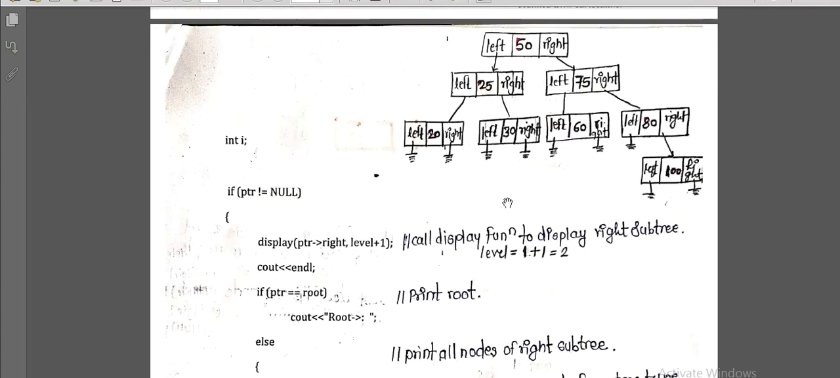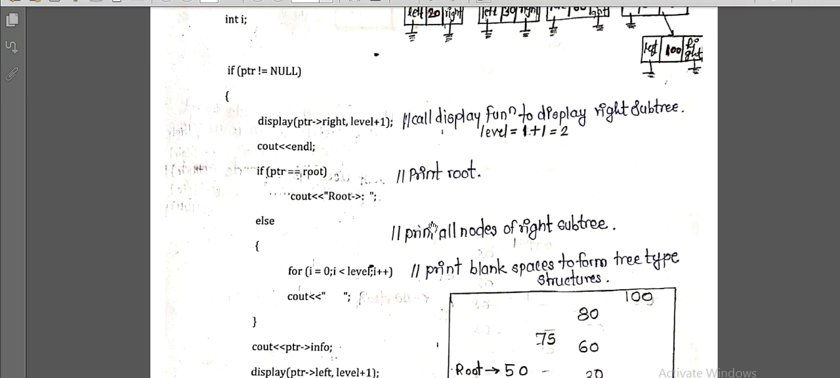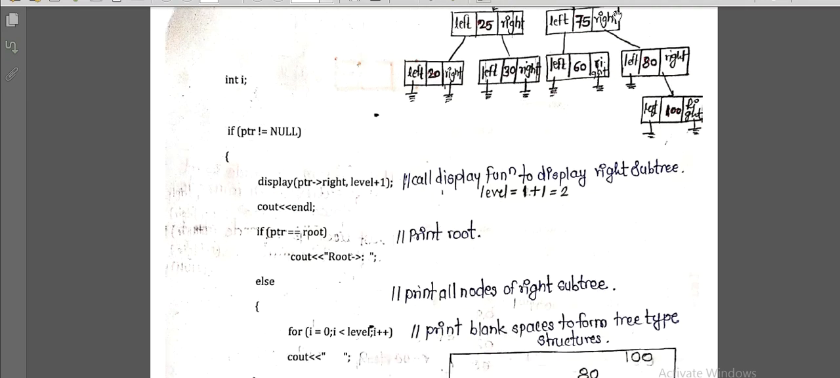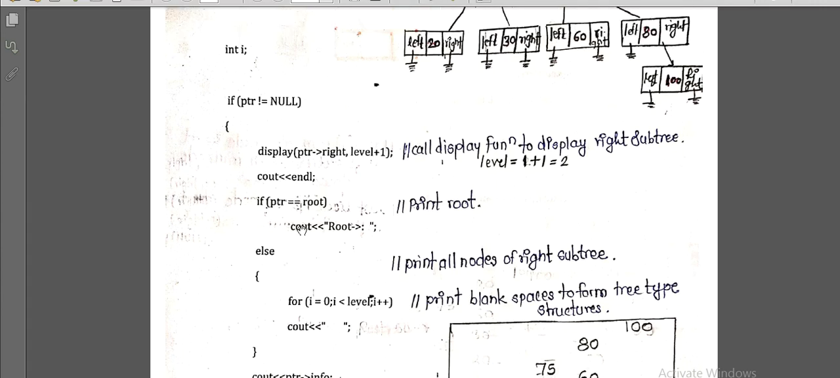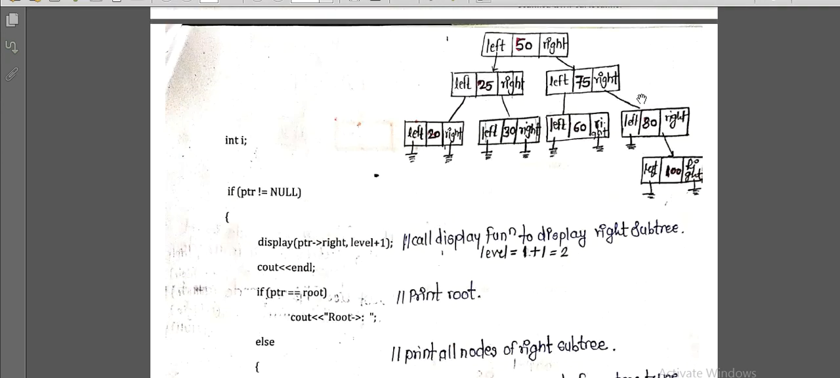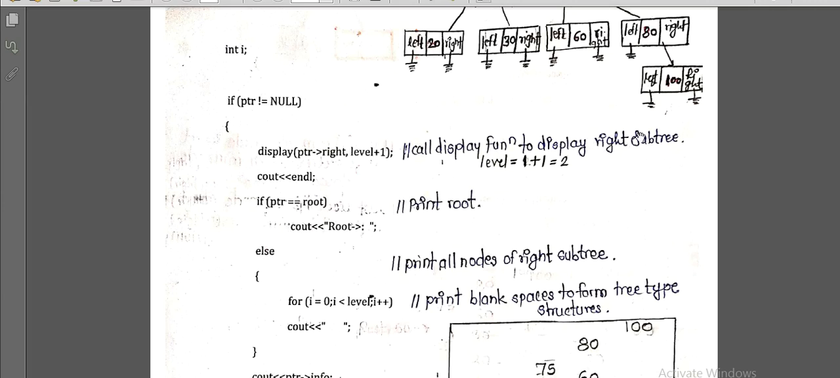Else means your pointer is not a root, then we are moving towards the left of this. If we are coming to the 75 and my 75 is not a root, but at the left side of the 75 there is also one more element like a 60, so we have to consider all those things. And if there are no roots, for example from 100 we are coming to 80, on the left of the 80 there is no node, so we have to print the blank spaces over there.